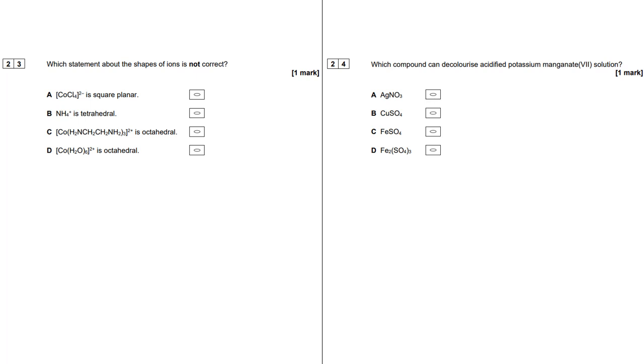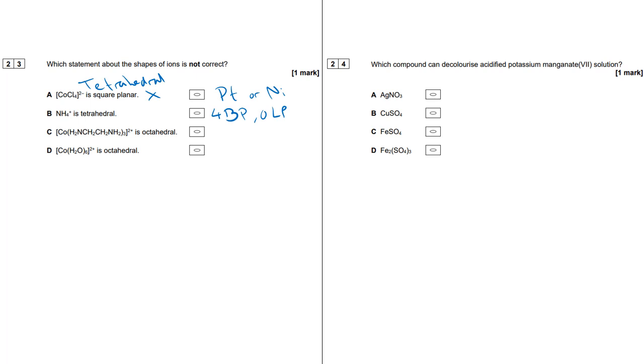Question 23. Which statement about the shapes of ions is not correct? So cobalt with 4 chlorines or chlorides is square planar. That statement is incorrect. So you only get square planar really if you've got a platinum or a nickel complex with 4 ligands. So that would be tetrahedral. But let's just look through the other options just to make sure. NH4+ is tetrahedral, that's correct. There are 4 bonding pairs, no lone pairs.